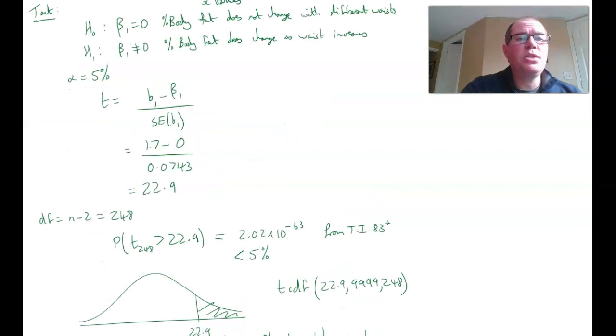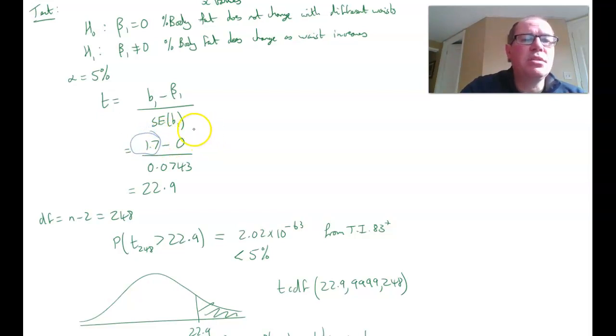So for this test, we're assuming that the population parameter, the slope, is 0. In other words, there is no slope, so percentage body fat does not change with different size waists. And for H1, we're doing the alternate, that it is not 0, there is in fact a slope, so the percentage body fat does change. We'll set our significance level at 5% as normal. Let's work out our test statistic. We got 1.7 as the slope of the sample regression line.